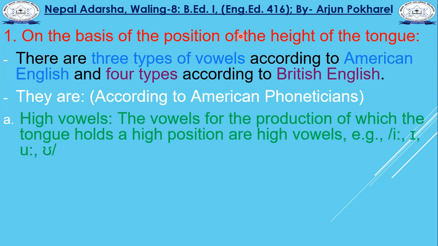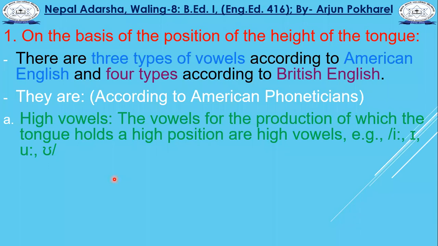They are known as high vowels. Okay, and such vowels are what? These high vowels are, let's say, ee and oo. You can realize by producing the sounds that your tongue moves to a high position while producing ee, oo. In this way, you can produce the high vowels.